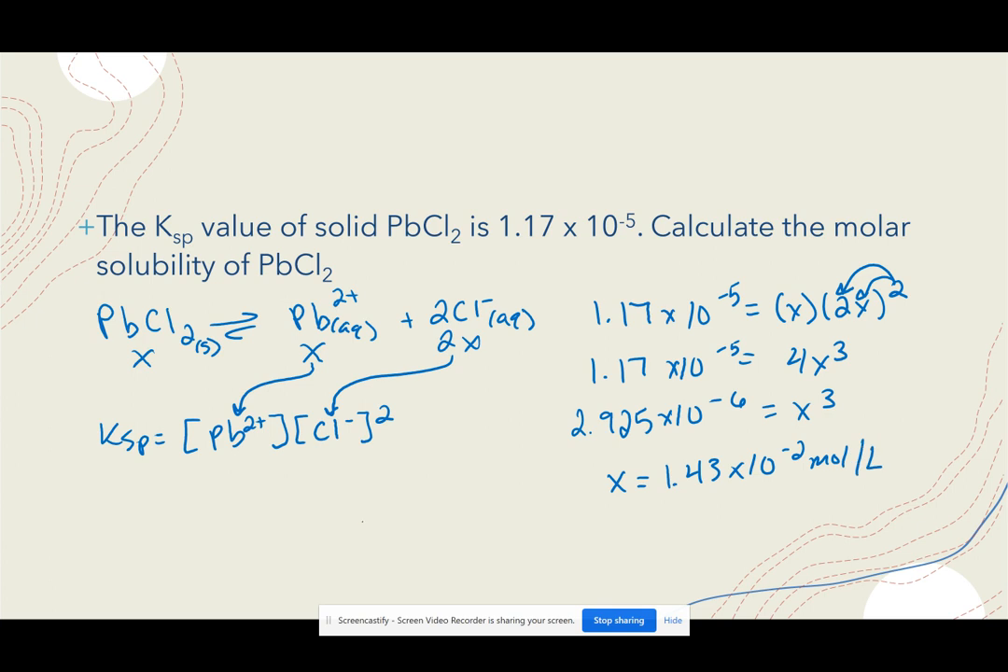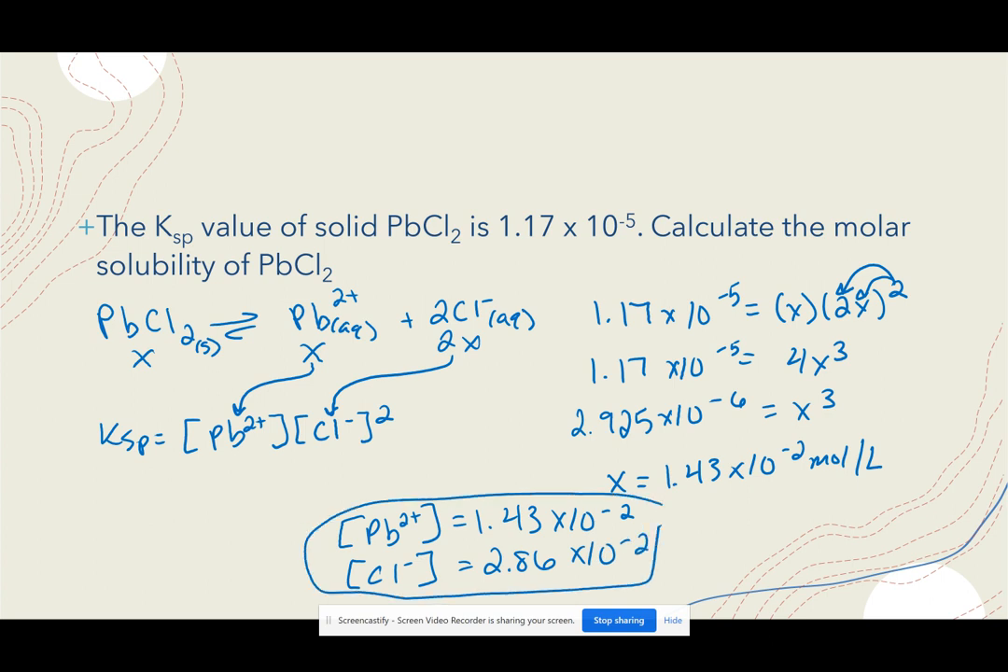So again, if I was solving for my lead ions, that's going to be 1.43 times 10 to the negative 2. My chloride ions is 2X, so it's going to be 2.86 times 10 to the negative 2. But I guess, well, this is actually the answer, the molar solubility.